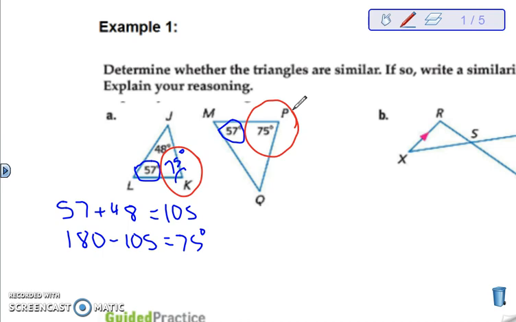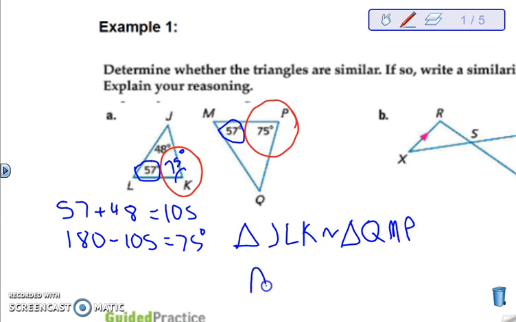So we're going to make our similarity statement. We're going to say that triangle JLK is similar to triangle QMP. And to explain our reasoning, we'll just say that we used angle-angle similarity.